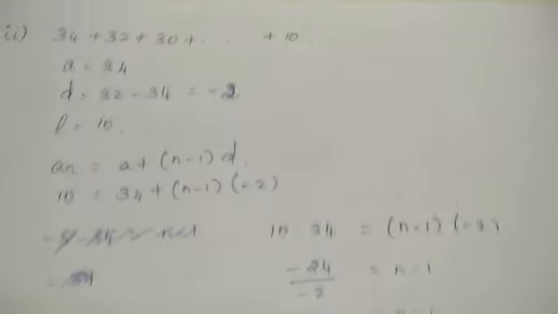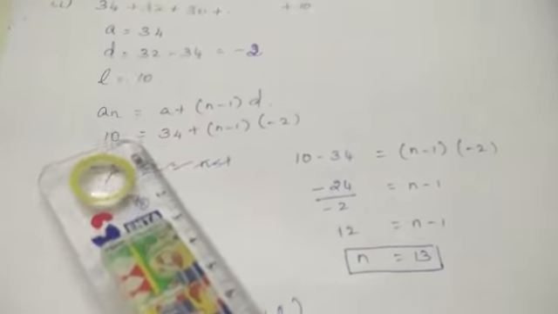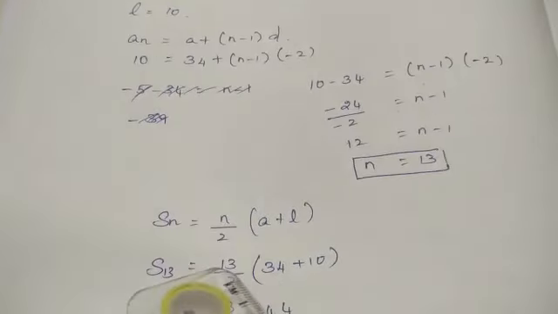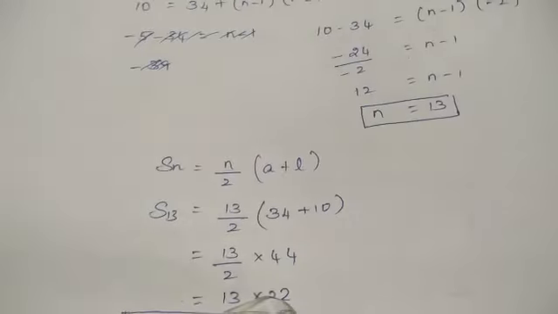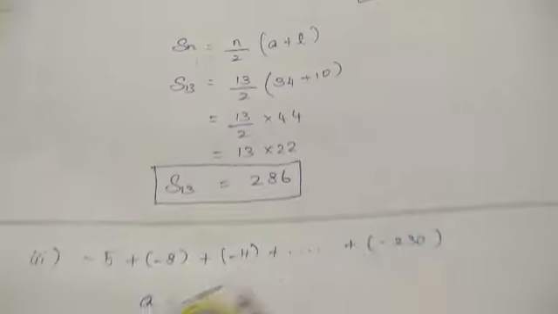Then the second subdivision: 34 plus 32 plus 30 up to 10, same way. First you apply the general term, find n equal to 13, and then apply the Sn formula, n by 2 into (a plus l), 13 by 2 into (34 plus 10), do the cancellation in the calculation, and then get the answer 286.